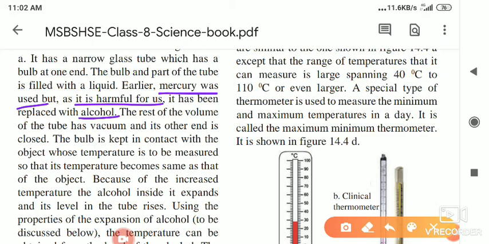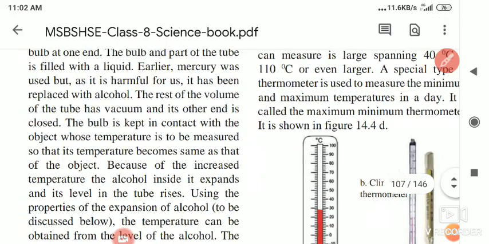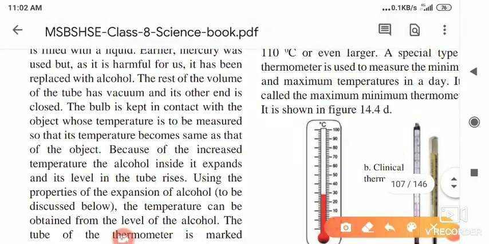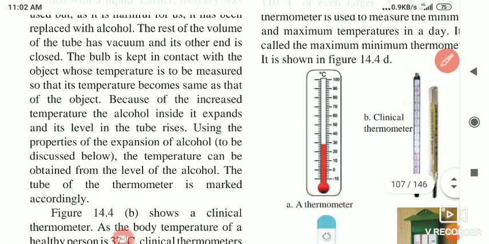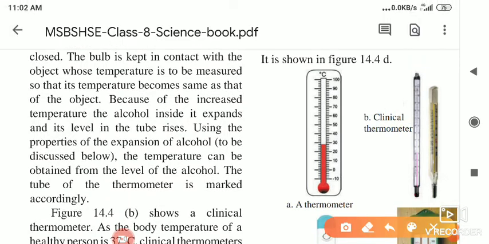Now the rest of the volume of the tube, the remaining part, instead of the bulb and mercury, is a vacuum. Vacuum means where air is absent, and its other end is closed. Here it is the closed end. The bulb is kept in contact with the object whose temperature is to be measured. Whose temperature we have to measure, that person or object has to come in contact with this bulb.